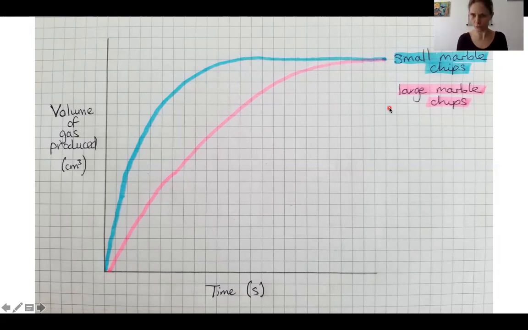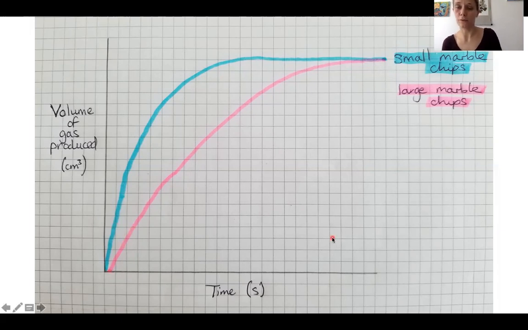So how do we know that the blue line is the small ones and the pink one is the large ones? We look at the gradient at the beginning, so down in this region by the 0. The blue line is much steeper, and like we did last lesson, we know that the steeper the gradient of the line, the higher the rate of reaction is going to be. So smaller chips, a larger surface area, is going to be the steeper line, and our large chips, smaller surface area, is going to be our pink line.